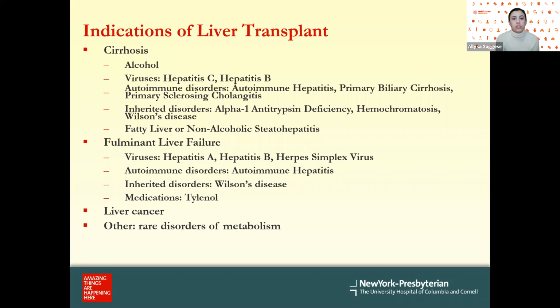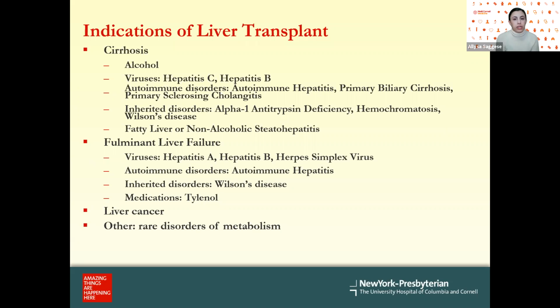So cirrhosis is extensive scar tissue, and it can come from damage to the liver over time. All of the diseases listed under cirrhosis cause damage. So alcohol can do that, viruses, autoimmune, which is the body attacking the liver, inherited disorders, some of the more rare ones, and fat in the liver can cause damage over time, causing cirrhosis.